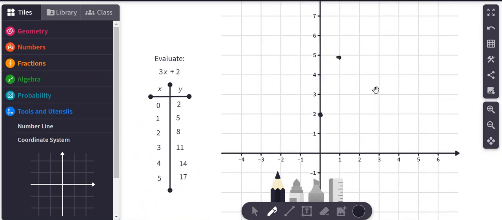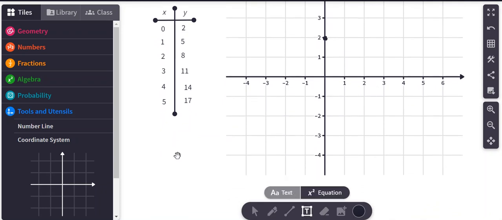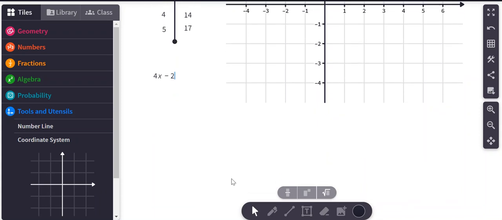Now, what you're going to do is I'm going to give you a new equation. Write that down right now for you. So let's do 4x, and we're going to subtract to start off with. So let's go 4x take away 2. And you are going to make a t-table as well. So use the line function to do that. There you go. And then use the text box to mark your x and your y.